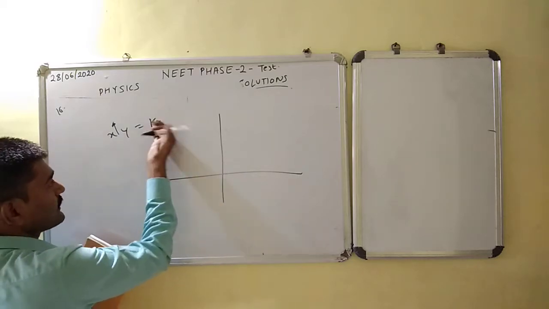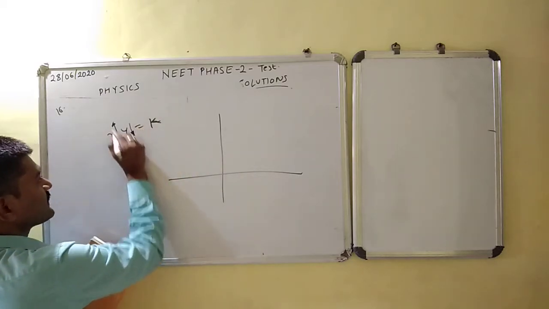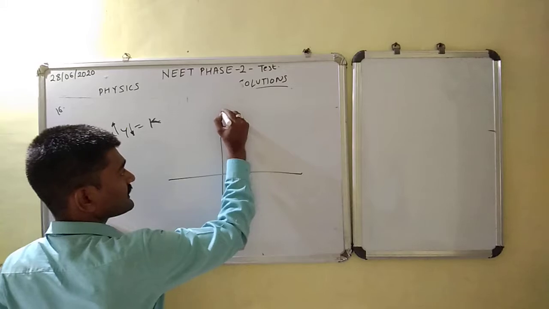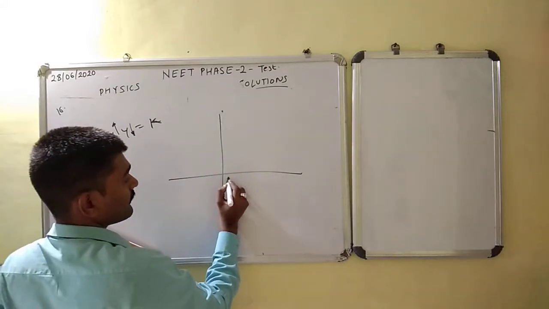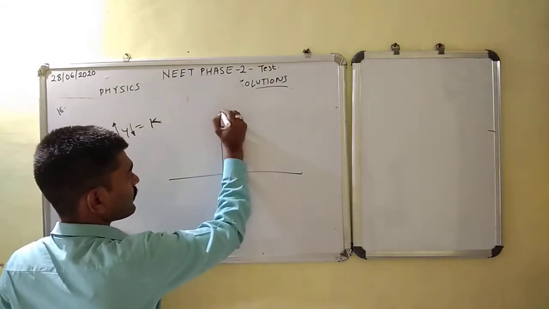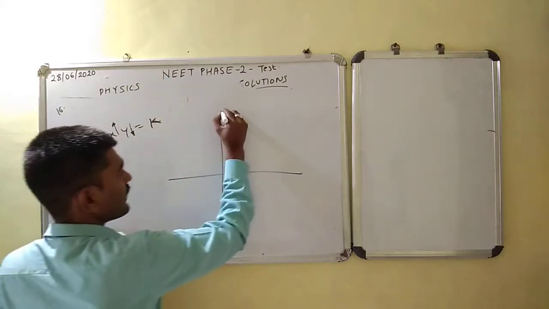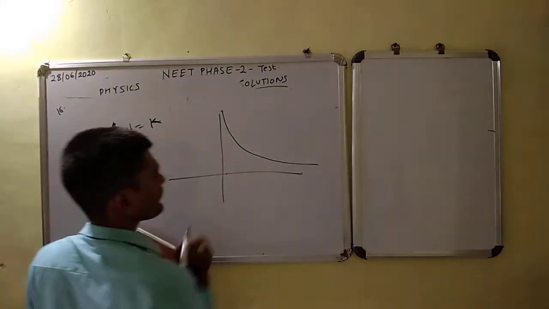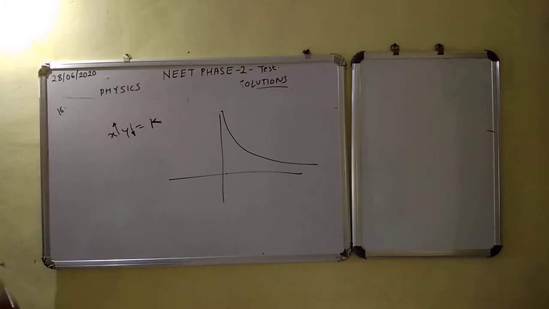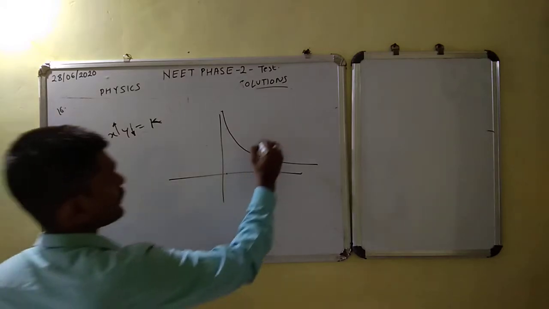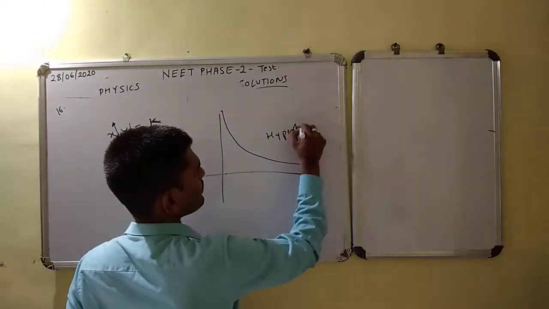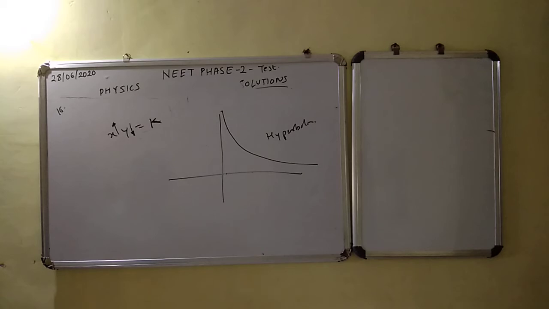So the y value should reduce. If this increases, the other has to decrease. If the value of x is less, then the value of y should be more. If the value of x increases, then the value of y should decrease. So the graph is like this. Always remember, this is the graph of a hyperbola. Yes, such a graph is called a hyperbola.